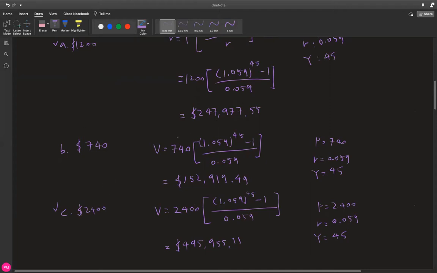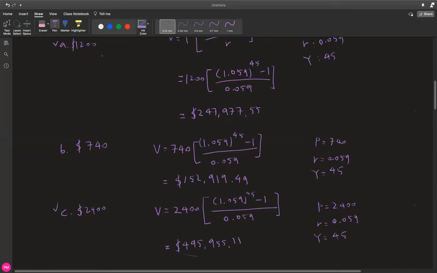Now let's look at the total value of the account. So the value here is $247,997, and in this case $495,955. If you actually do a simple calculation, you should be able to see that this amount is exactly the double from this value.